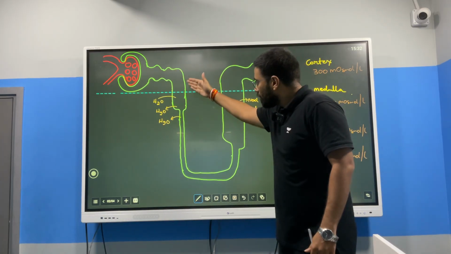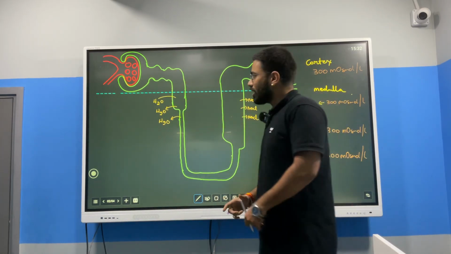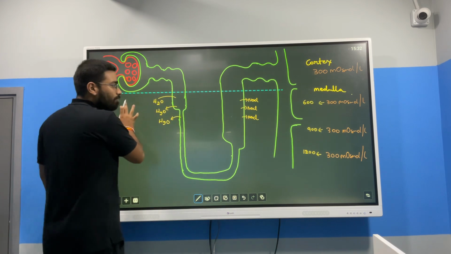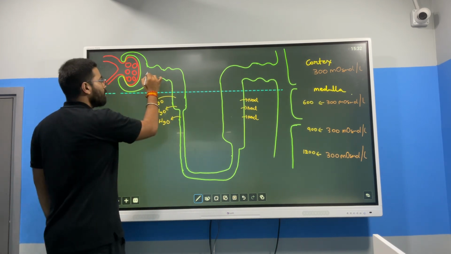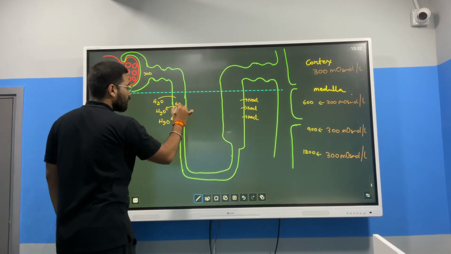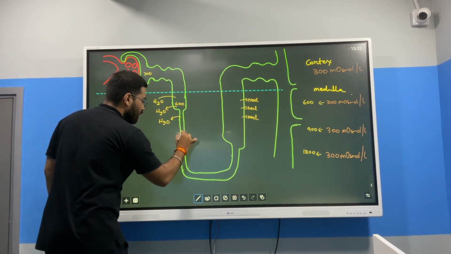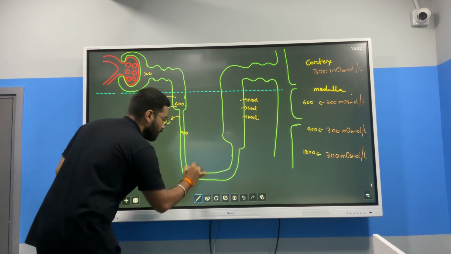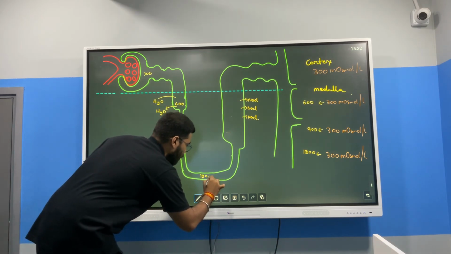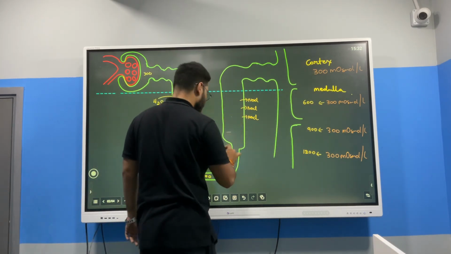Now, if we are going downside, then it will try to match the outer one. So it will be 300 here. It will be 600 here, it will be 900 here, it will be 1200 here. In the same way here it will again.